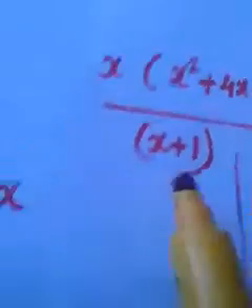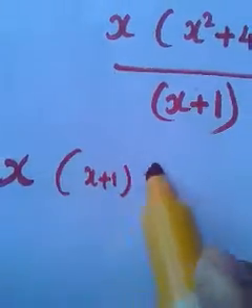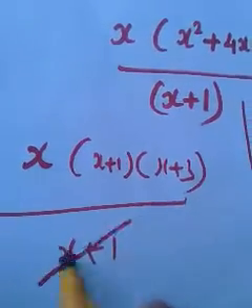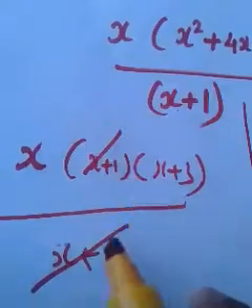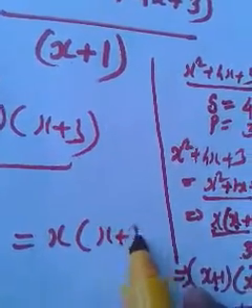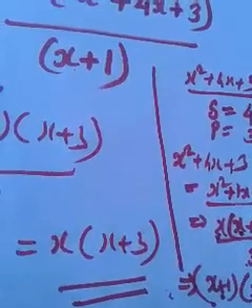So you can replace this with what? X plus 1 into x plus 3, and denominator x plus 1 as it is. Now you can cancel these two terms. What will remain? X into x plus 3 will remain. So this is the way of factorizing the question. Moving to the next question.